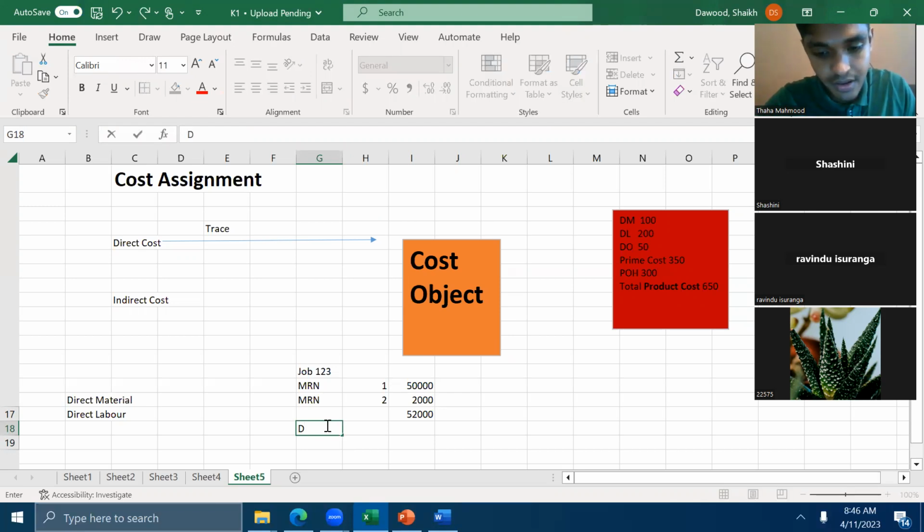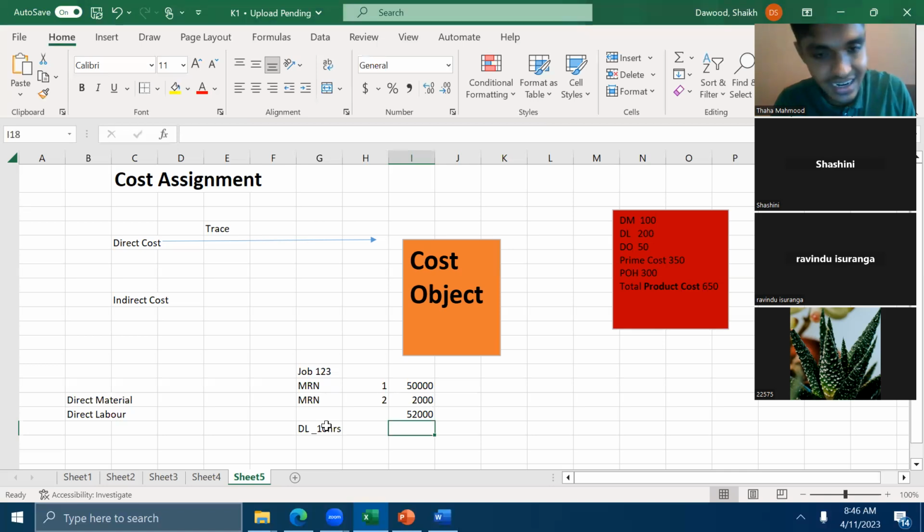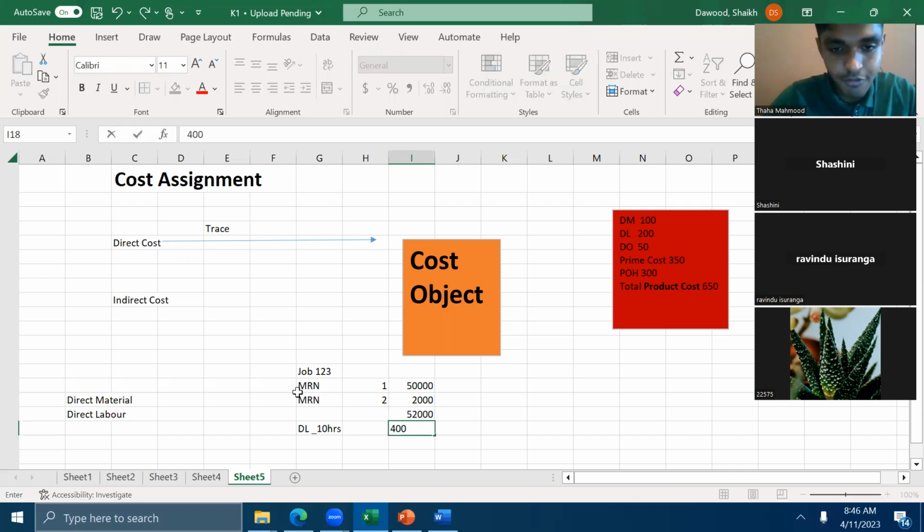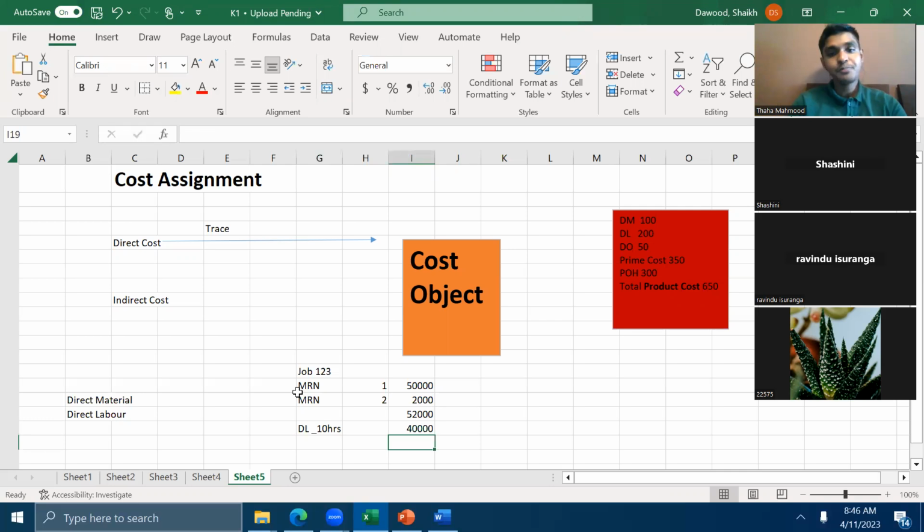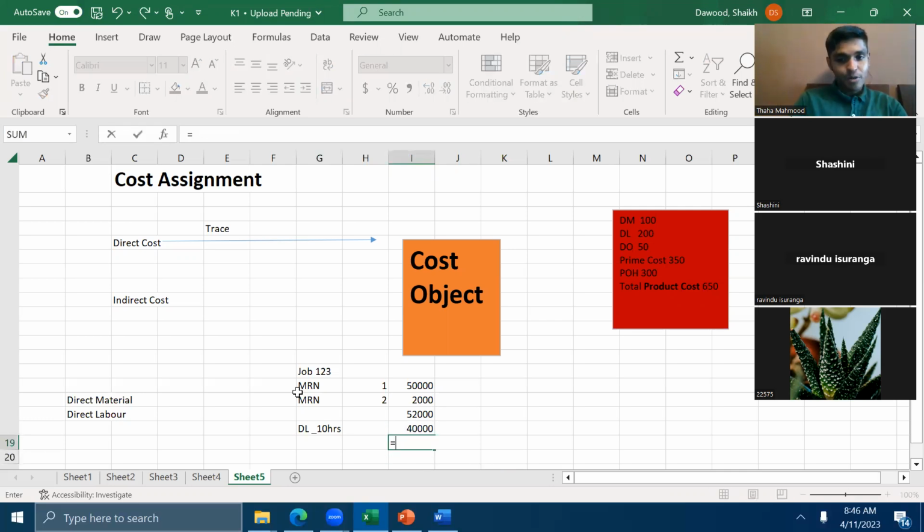has worked 10 hours for this, and we know we have a predetermined fixed hourly rate. Applying the hourly rate, we can find out that we are paying 40,000 rupees of direct labor for this job. That's how you trace direct labor.